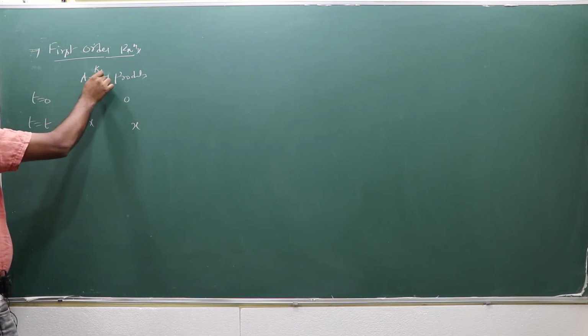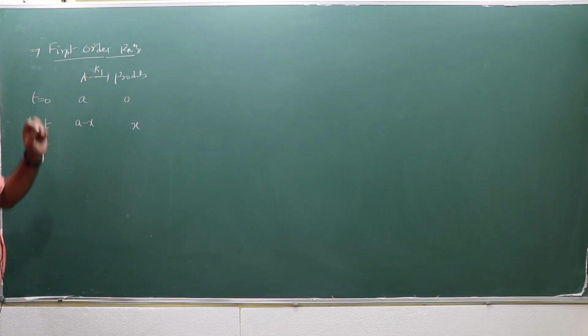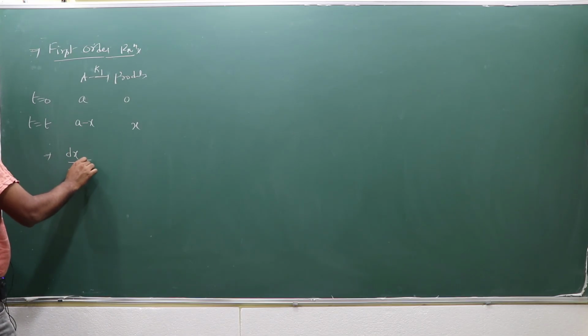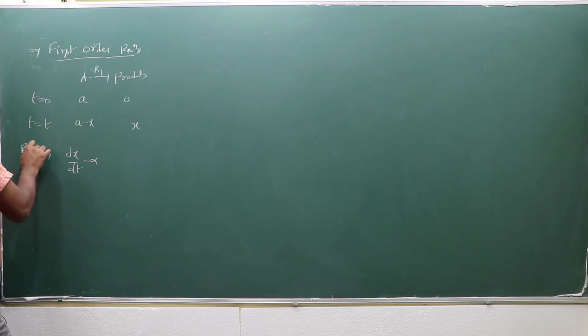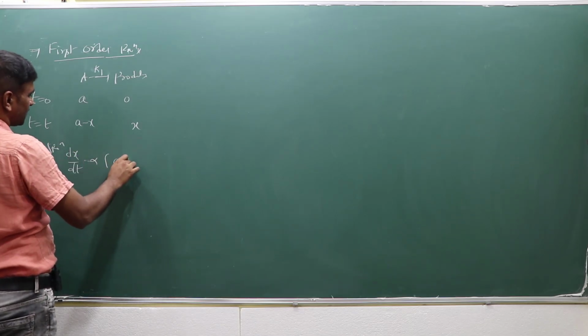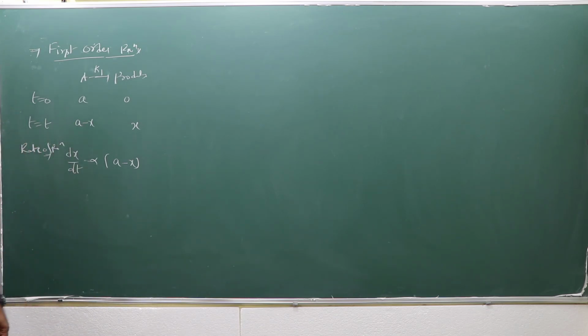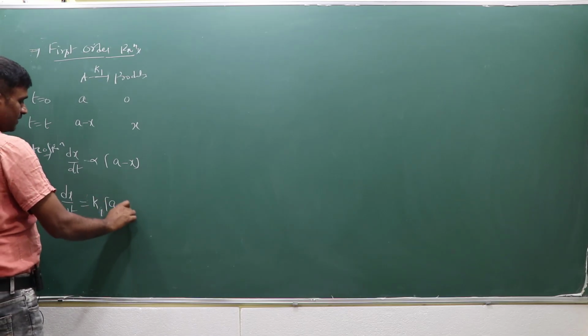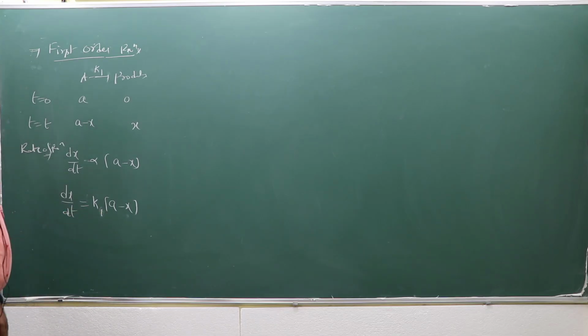So in first order kinetics, as I mentioned earlier, the rate constant or velocity constant is K1. According to that, for generalized purposes, the rate of reaction dx by dt is directly proportional to the concentration of the reactant molecule left, a minus x. When the proportionality is removed, we have to use one constant, that constant is K1, the rate constant of the first order reaction. So dx by dt equals K1 into a minus x.